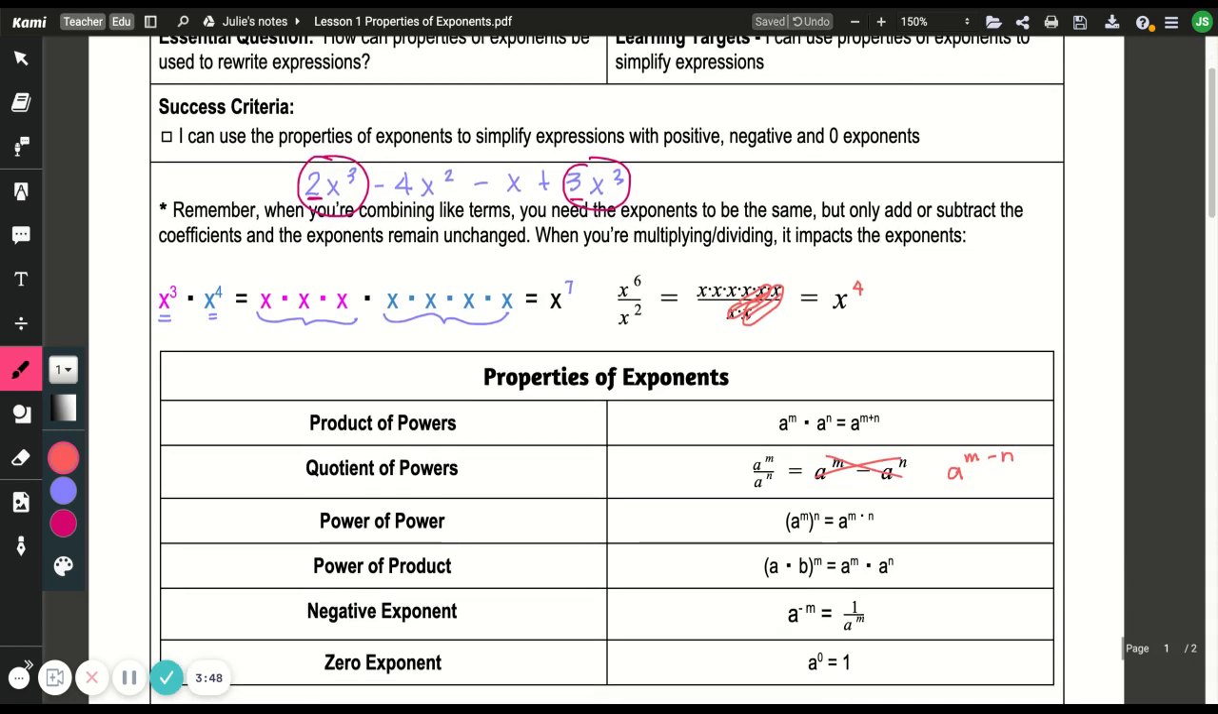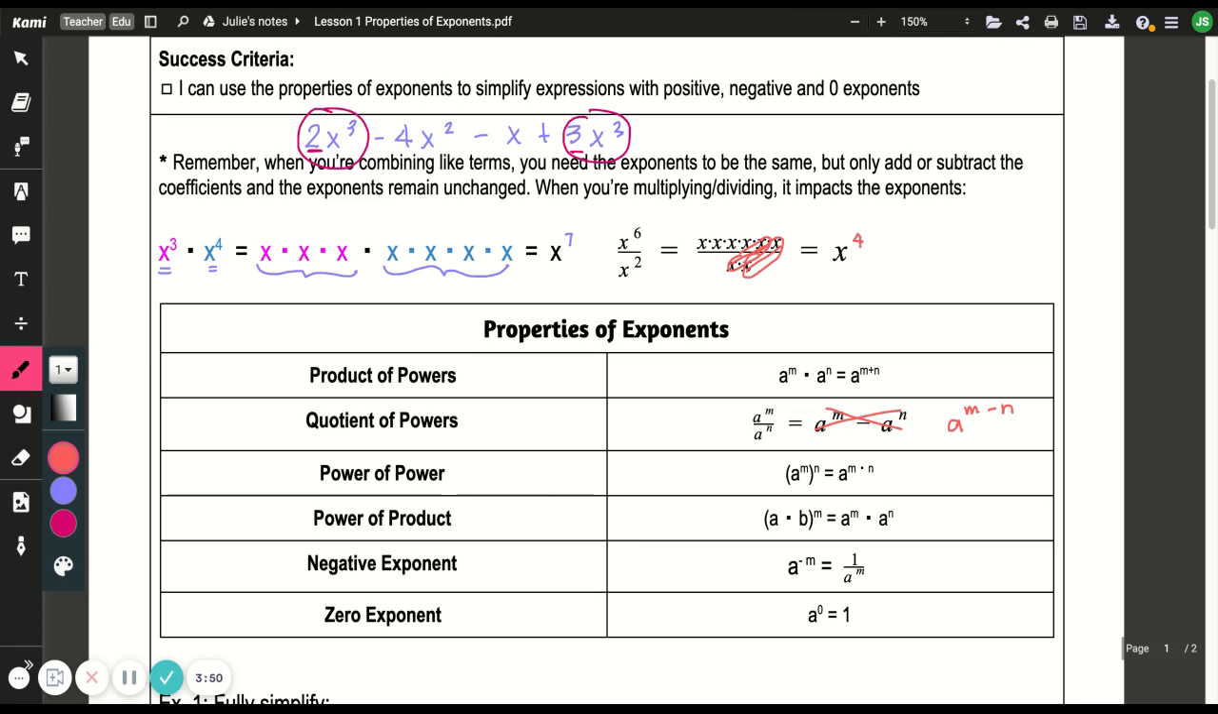There are some other properties that I'm not going to write out this same way. I could show you why they work, but we're not going to. Man, I have another typo. This should be an M. Yeah, that should be an M.